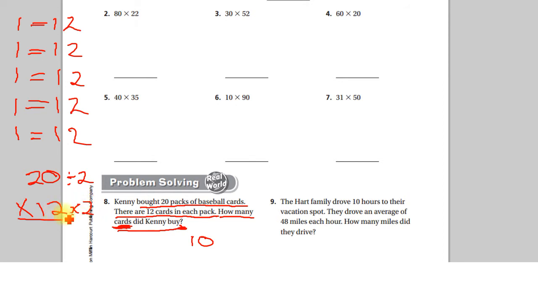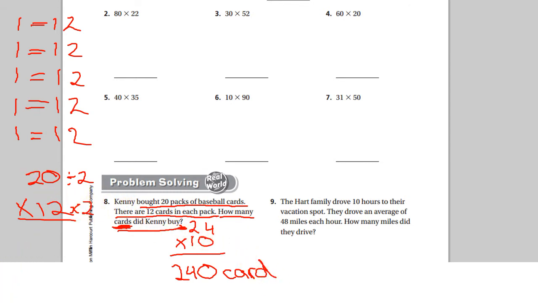So now I'm back to my math facts from 3rd grade. 12 times 2, that's going to be 24. I'm going to put my 24 on top. I like the bigger number on top, but remember, it doesn't matter the order of those numbers in multiplication. So 24 times 10, I can really think of that as 1 times 24, which is 24, and then I add my 0. So how many cards did Kenny buy? Kenny bought 240 cards.